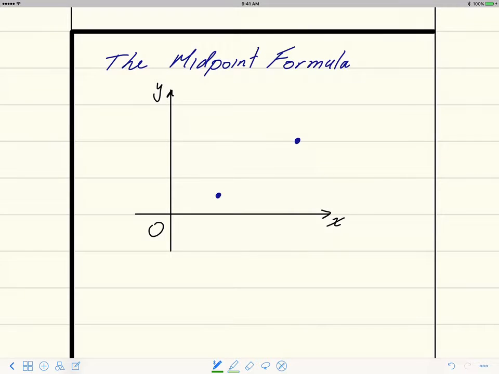In this video, we're going to look at the midpoint formula and use it to find the midpoint of a line segment with two endpoints. So here we have 2 points, and consider you have a line segment that joins these 2 points. What we're looking for is the middle point here. This is the midpoint. Let's call this M.